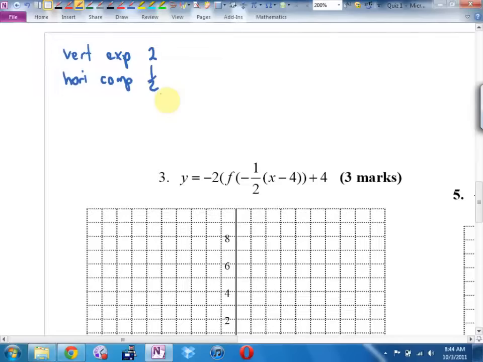Reflections. That guy right there. Vertical reflection. It's backwards, so it should be an expansion by two.